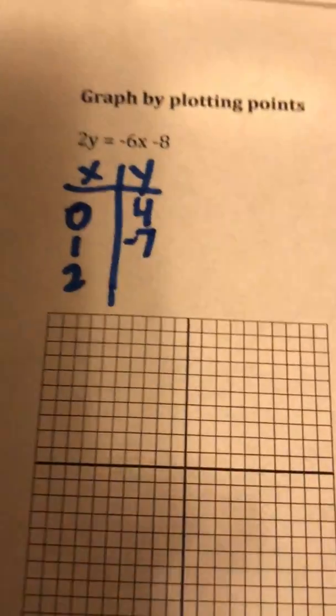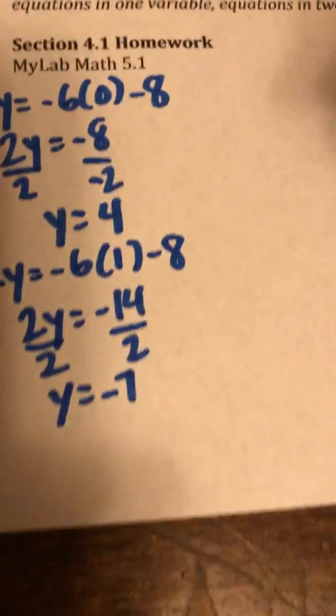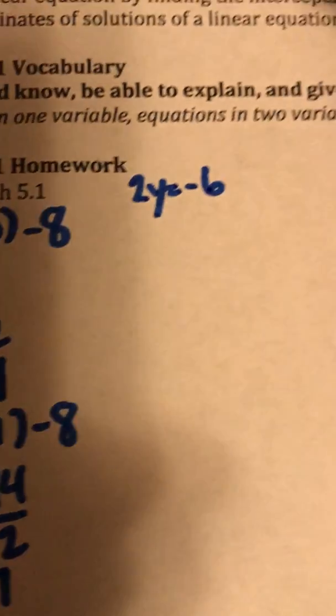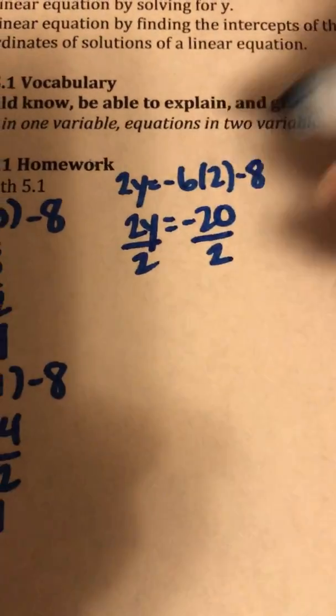All right, last one. We have a positive 2. Oh, I fear I'm going to run out of space. It's okay. We'll figure this out. So we have 2y equals negative 6 times 2 minus 8. So negative 6 times 2 is negative 12. Minus 8 is negative 20. So 2y equals negative 20. We'll divide by 2 to isolate our y and get y equals negative 10. So this is negative 10.